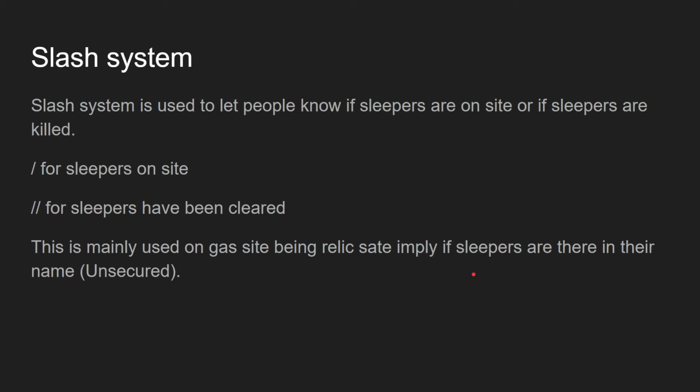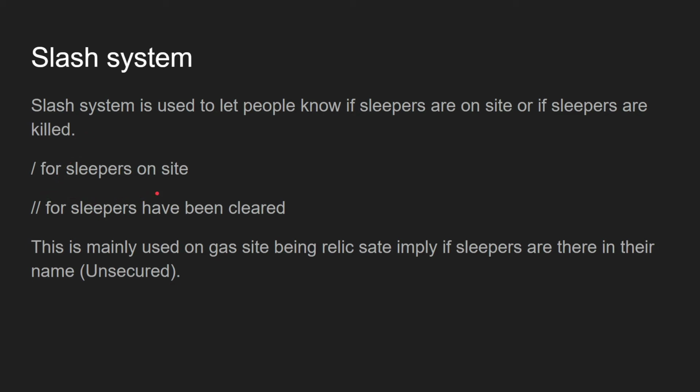Now the slash system. The slash system is mainly used for gas sites, not so much relics, because if it's a relic site or a data site and it says unsecured, you know there's going to be sleepers there, so you don't really need to use it for that. But what it means is, 1 slash means sleepers on site, 2 slash means sleepers have been cleared.